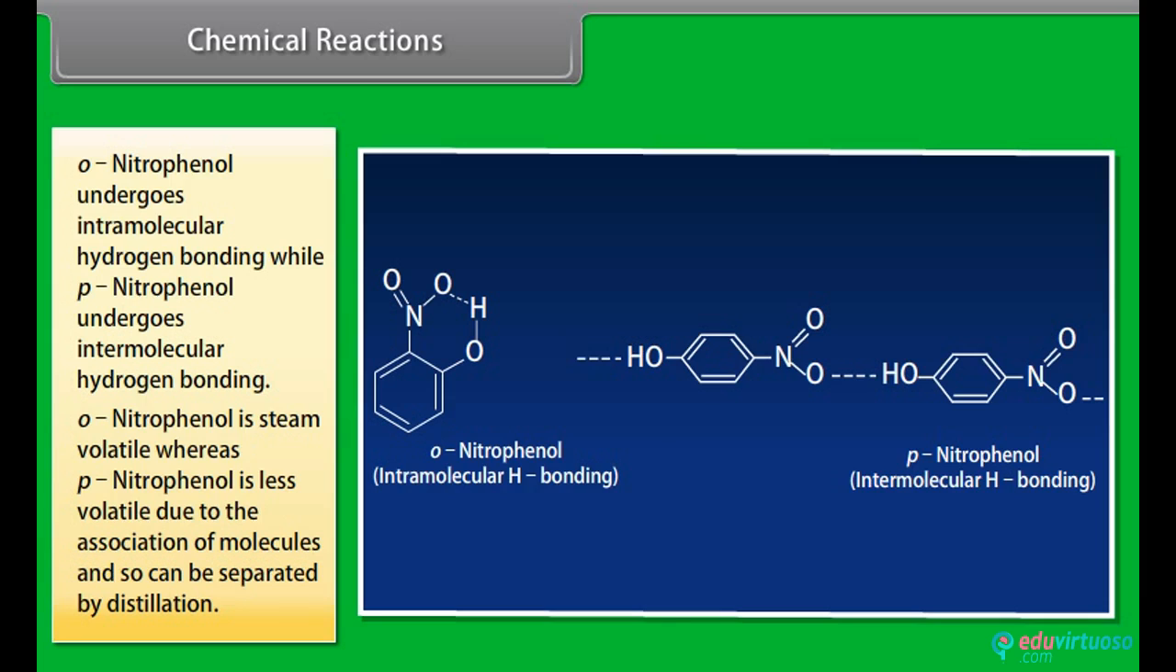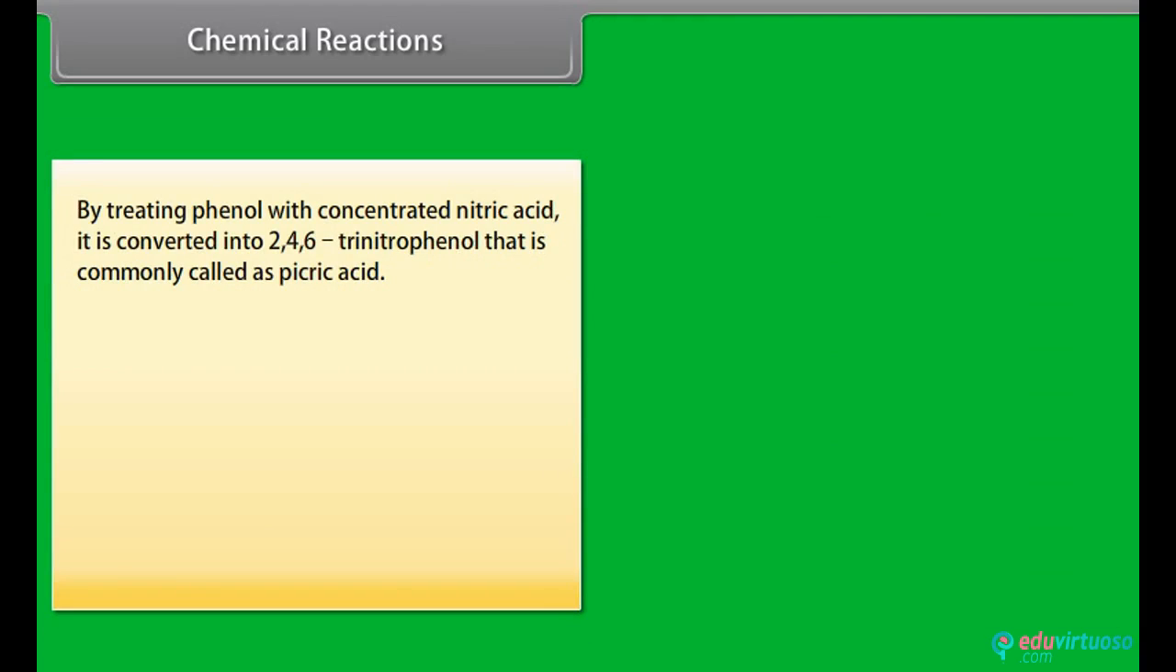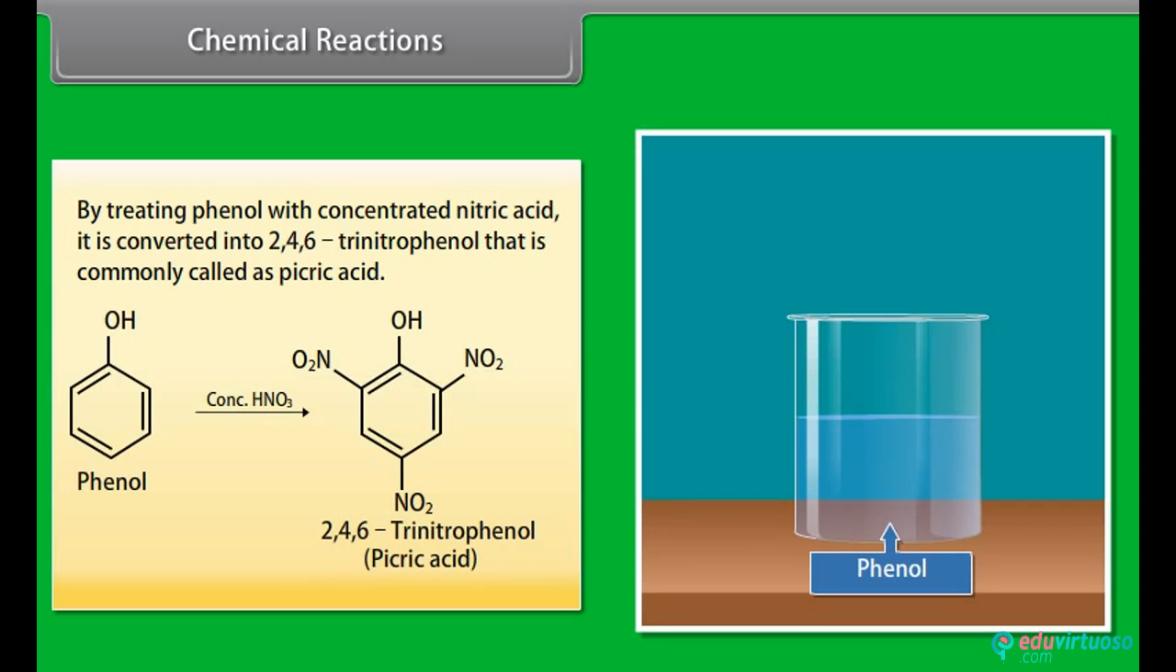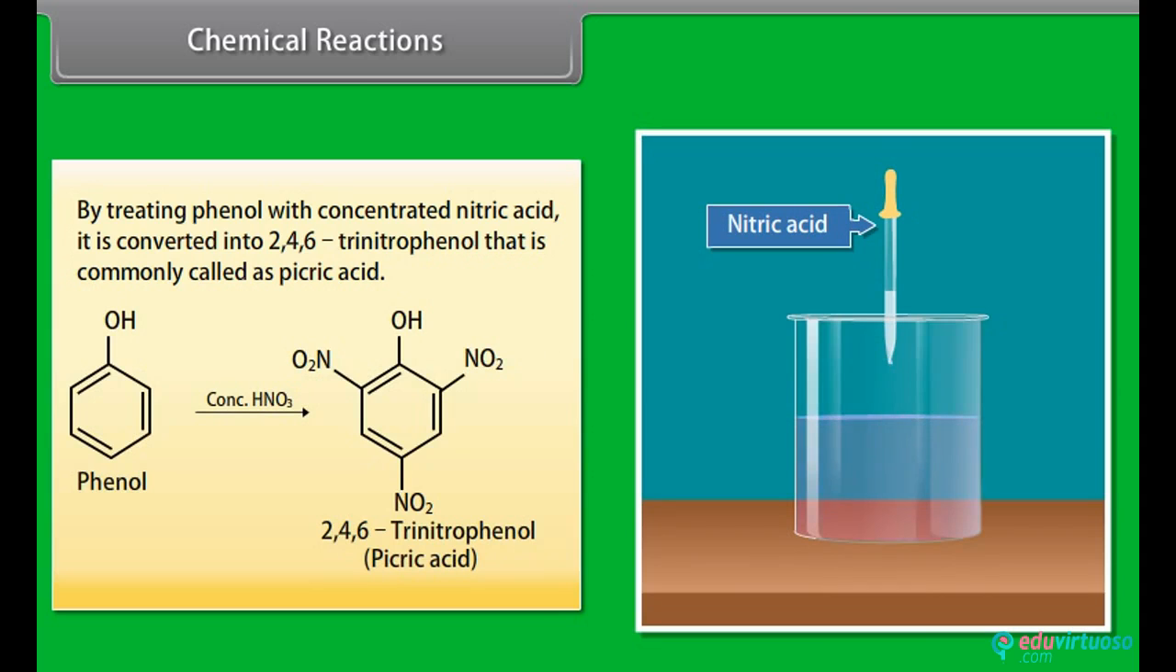By treating phenol with concentrated nitric acid, it is converted into 2,4,6-trinitrophenol, that is commonly called picric acid. Phenol is converted into picric acid by treating it with concentrated nitric acid.